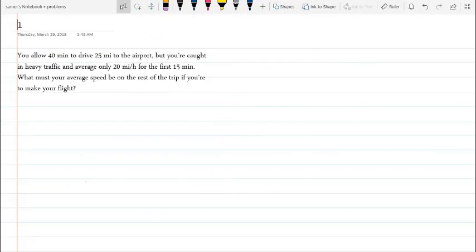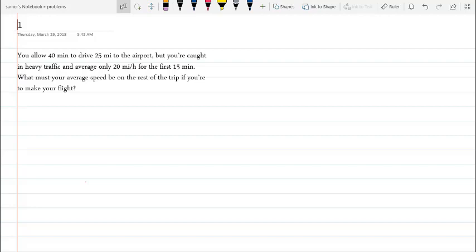You are allowed 40 minutes to drive 25 miles to the airport, but you are caught in heavy traffic and average only 20 miles per hour for the first 15 minutes. What must your average speed be on the rest of the trip if you are to make your flight? So here we have a one-dimensional problem involving two travel segments. We are asked to calculate the average velocity for the second segment of the trip.